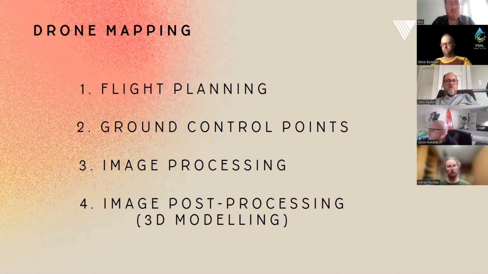The first step is to plan the flight. That means plan the area that you want to cover, that you want to map, and determine how high you want to go. This will reflect how detailed the map is. Obviously, the higher you go, the bigger the area you can cover, but the lower the resolution of the map will be. This is called the ground sampling distance, and I'll briefly touch on this later on.